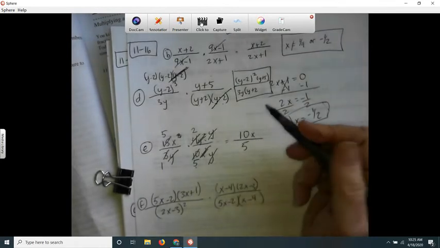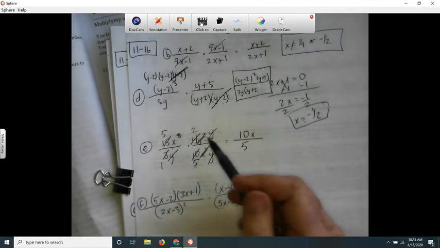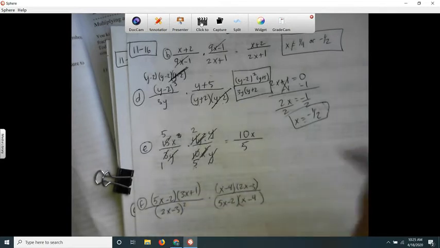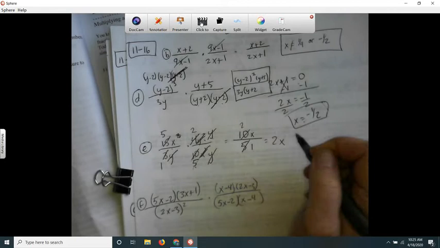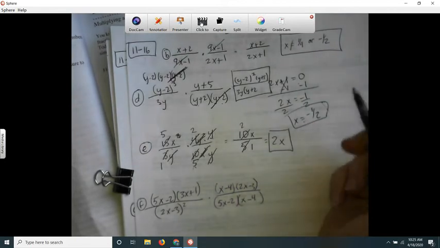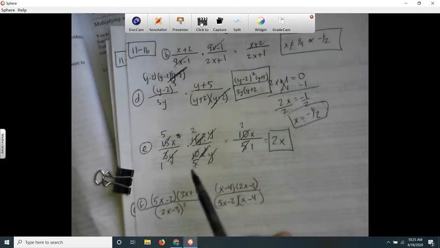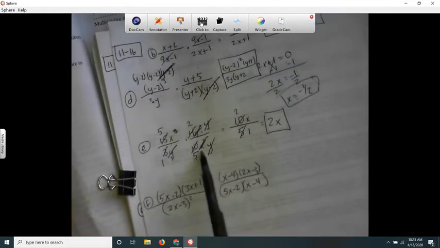Oh, I forgot, I should have canceled. Look, I could have canceled those 5's out, and then I would have just had 2 times x. I didn't notice it before, but it's not too late. I can do it now. 5 goes into itself once, and 5 goes into 10 twice, and I get 2x. And what are my restricted values? y cannot equal 0, and I think y can just not equal 0 on letter E. Oh, and x cannot equal 0, right? Because there's an x there, too. X cannot equal 0.